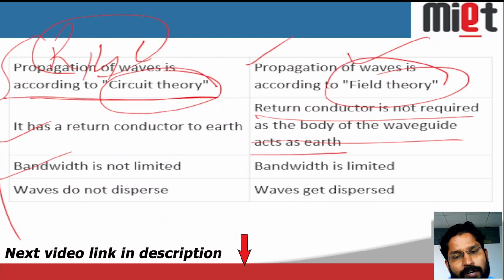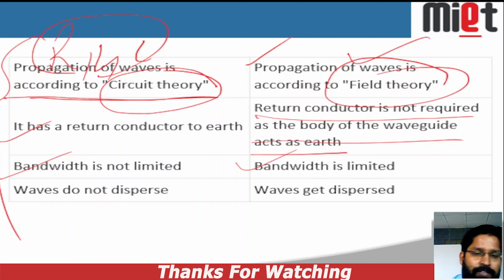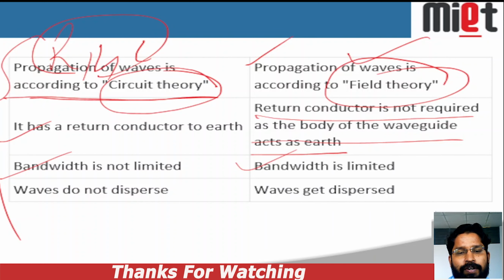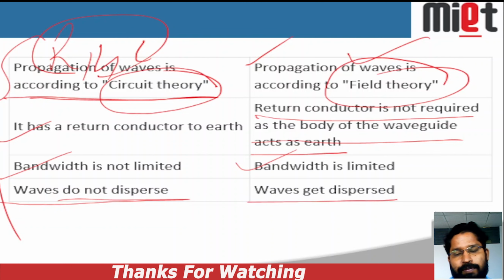The transmission line bandwidth is not limited. That's why in the transmission line we can transmit all signals. But the waveguide works as a high pass filter, meaning below the cutoff frequency the wave cannot be propagated. In the transmission line waves do not disperse, and in the waveguide waves get dispersed. This is also an important point for the waveguide and the transmission line.